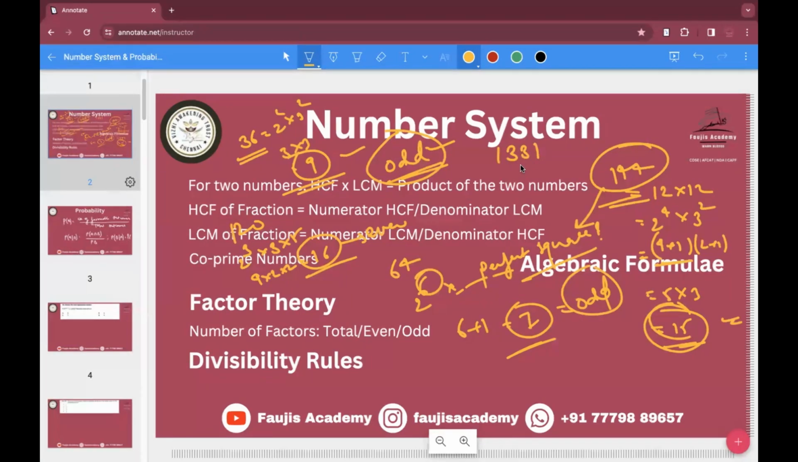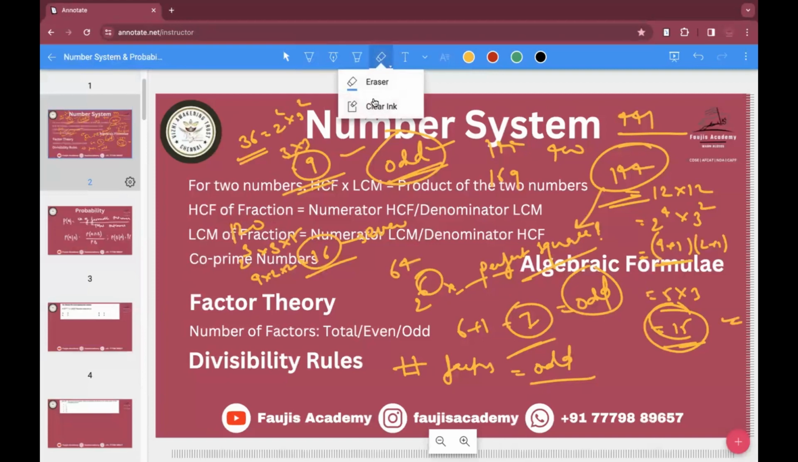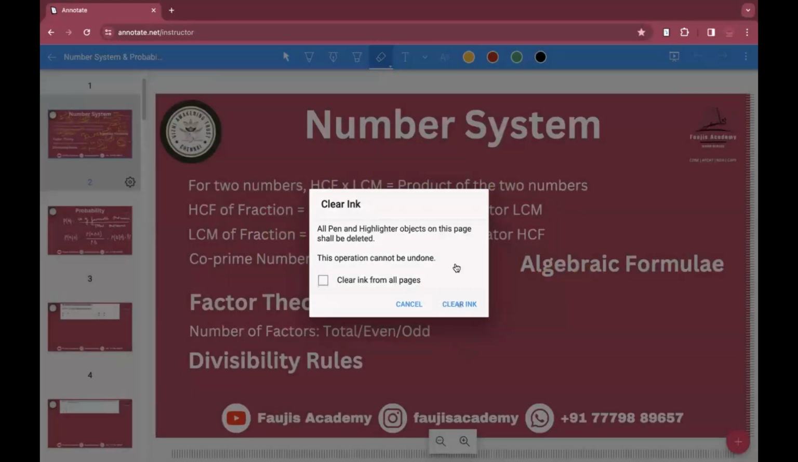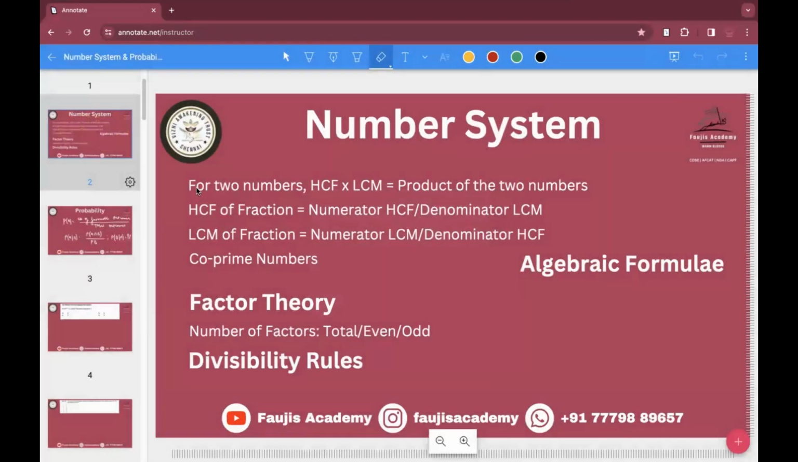You take any other number, you take 1331. Is it a square? Sorry, it's a cube, the cube of 11. Apologies for that. Let's say 144. We already took 144, 169, 400, 441. Any number you take that is a perfect square, you will have your number of factors as odd.